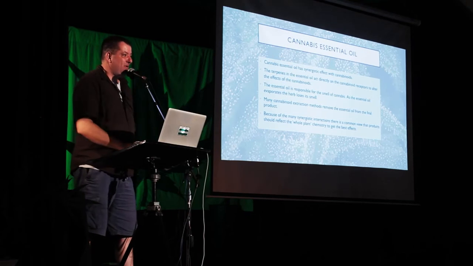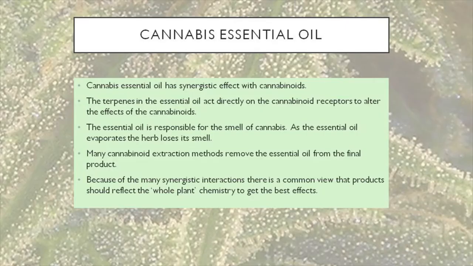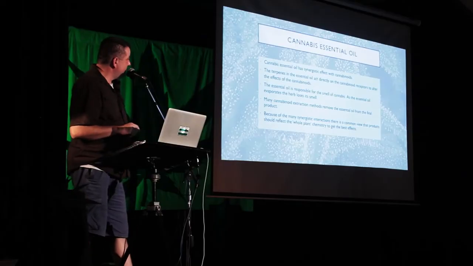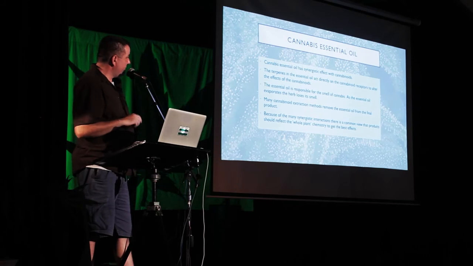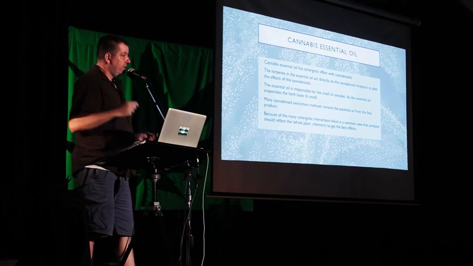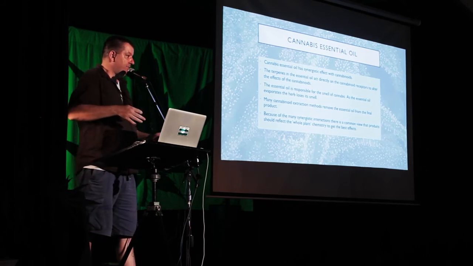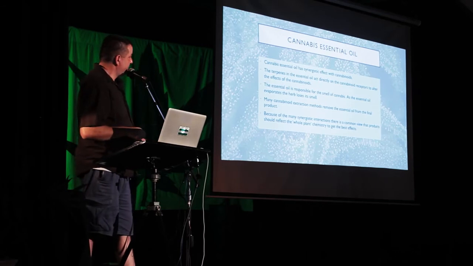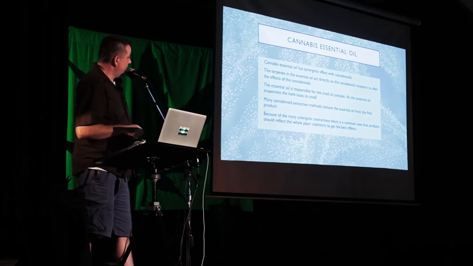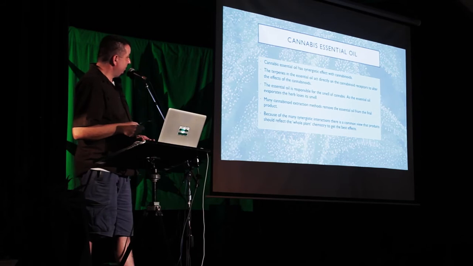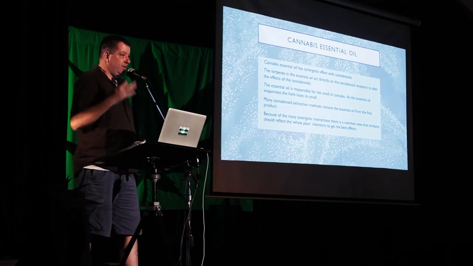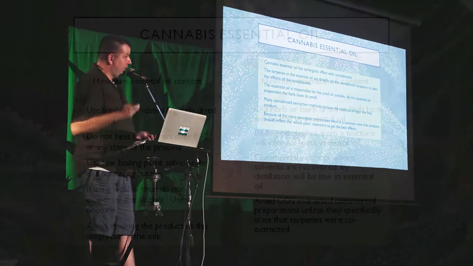One of the things that's often not mentioned is the essential oil or the terpenes. Now the essential oil has a synergistic effect with the cannabinoids. They also act directly onto the cannabinoid receptors. They don't just support the cannabinoids themselves, they actually act directly onto the receptors as well. The essential oil is responsible for the smell of cannabis, so you can usually tell a high essential oil herb by how good it smells or how bad it smells.